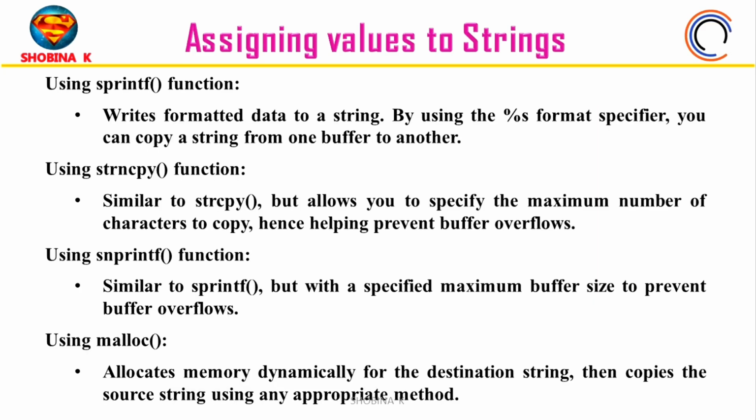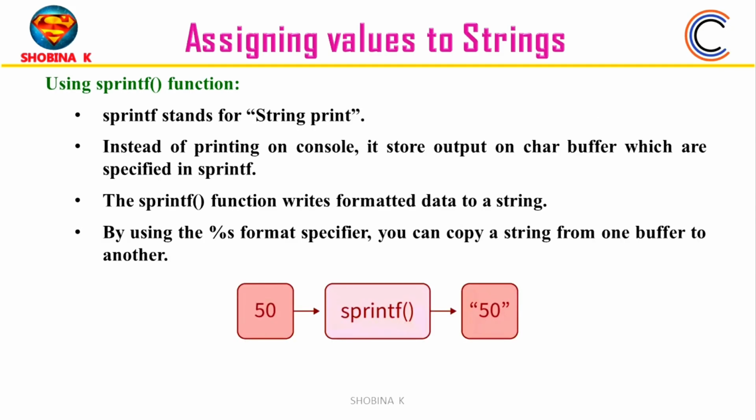Now let's understand each method in detail. First, let's see the sprintf function. sprintf stands for string print. It is defined in the stdio.h header file. It is similar to the printf function. The only difference is that instead of printing on the console, it stores the output in the character buffer specified in the sprintf function. The sprintf function is the simplest method to convert integer, float, character, and double values to a string. So with the sprintf function, we write formatted data to a string.